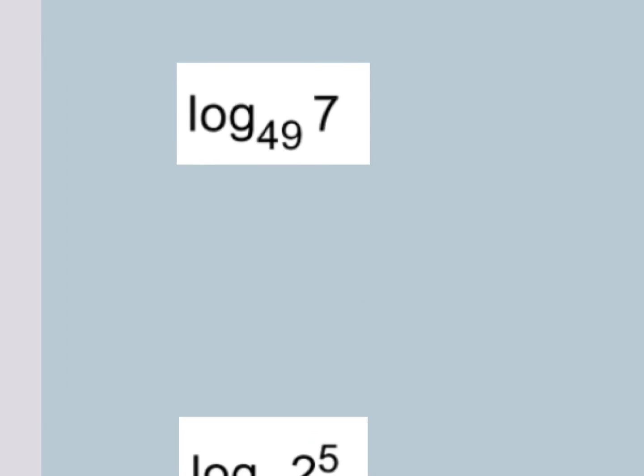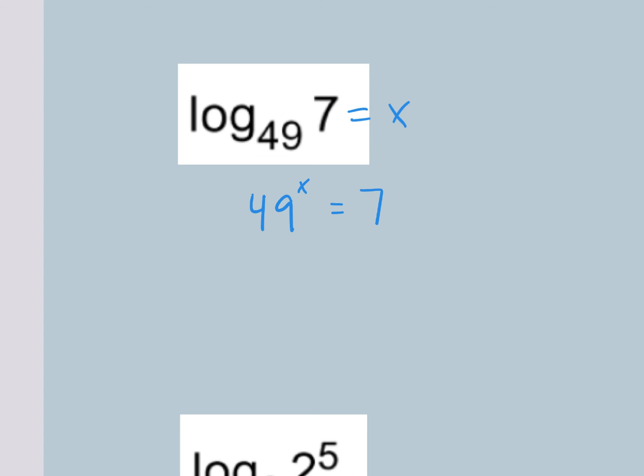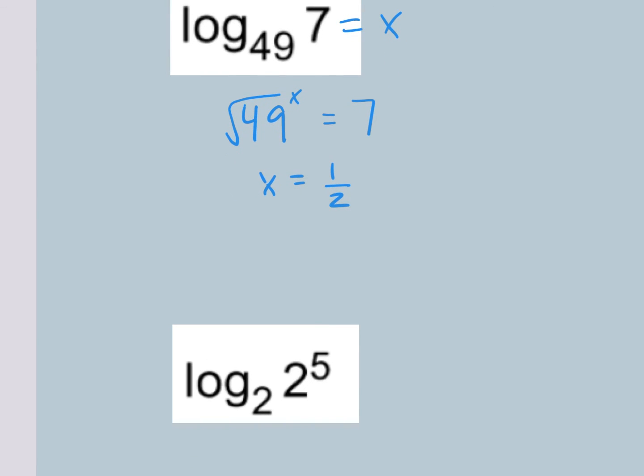All right, the next one. What's our base? 49. What's our exponent? X. And what's that equal to? 7. So 49 to what power gives us 7? This one's a little bit tricky because 49 is bigger than 7. Awesome. X is equal to 1/2. Because if we took the square root, which is the same thing as the exponent of 1/2, that would give us 7. So x is equal to 1/2.